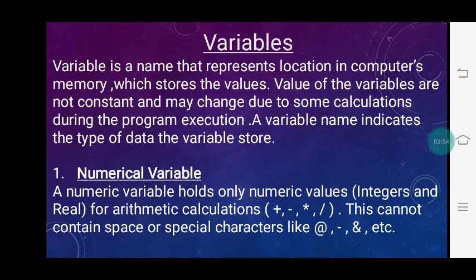Now what is a numeric variable? A numeric variable holds only numeric values, that is integer and real, for arithmetic calculation, that is plus, minus, multiplication, division. This cannot contain a space or special character. Special characters are like dollar, percentage, ampersand, multiplication sign, opening bracket, closing bracket, at the rate. All these are special characters. For example, A is equal to 10, B2 is equal to 5.